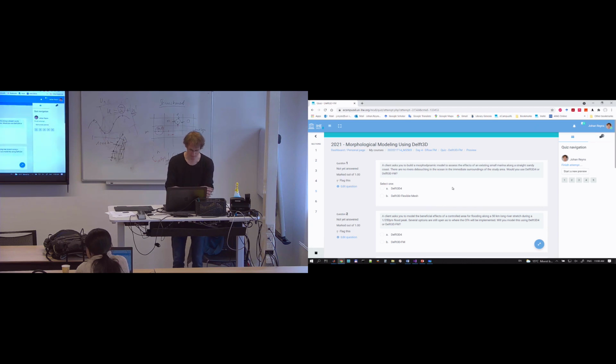Okay, question 1. A client asked you to build a morphodynamic model to assess the effect of an existing small marina along a straight sandy coast. There are no rivers debouching in the ocean in the immediate surroundings of the study area. Would you use Delft3D4 or FM? Delft3D4. Why? Because it's straight, there are no changes expected, and I can change the time step. Yep, that's a good answer.